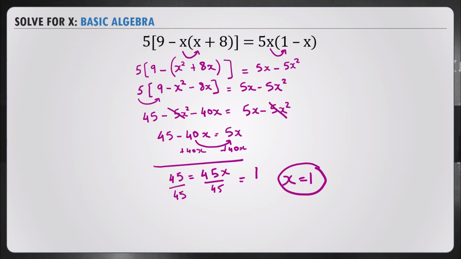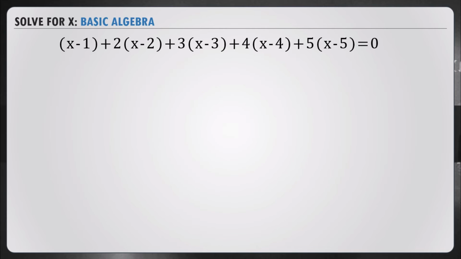Let's just do one more to get a little more practice on basic algebra. Look at this. We have (x minus 1) plus 2 into (x minus 2) plus 3 into (x minus 3) plus 4 into (x minus 4) plus 5 into (x minus 5). All we have to do is distribute, multiply and multiply. So that's easy.